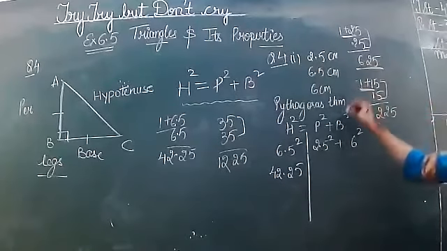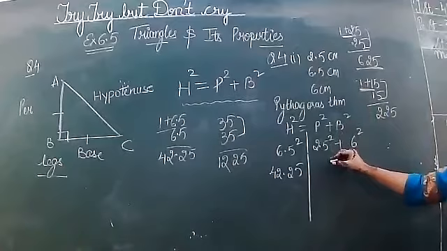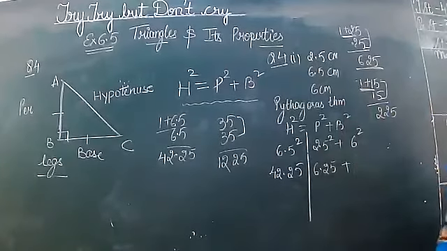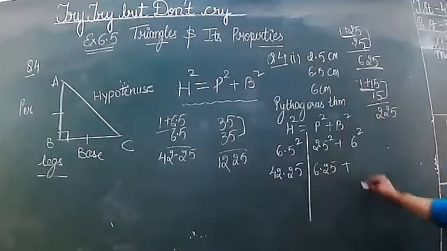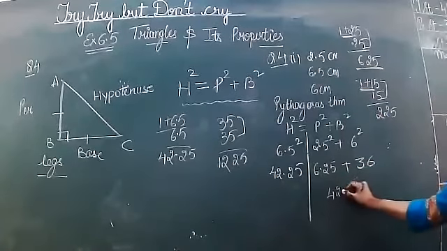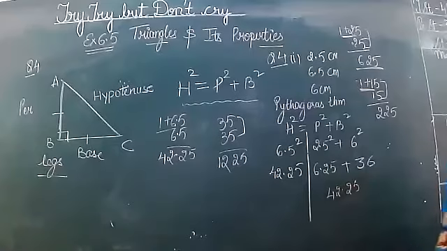Now similarly, I have told you this. Where will you put the decimal? 6 point 5, and what is 6.5 square? 6 square, 6 6s are 36. Now add them, you will get 42.25. Are you getting the same answer on both sides? So will it be a right angle triangle? Because it is satisfying the Pythagoras theorem, it must be a right angle triangle.